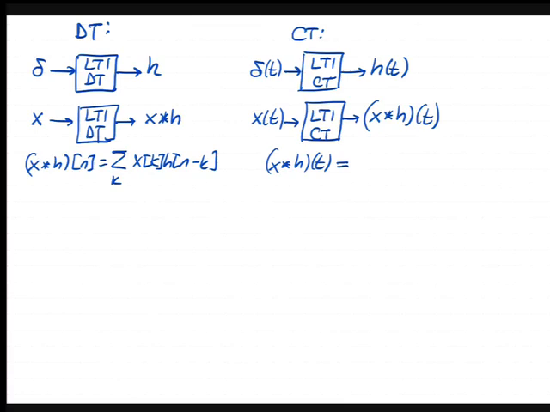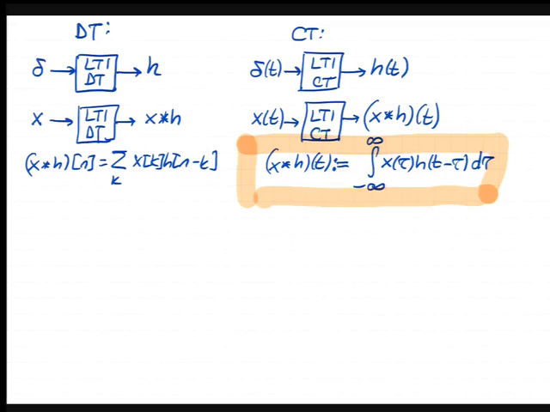So just like x becoming x of k, it will now become x of tau, and h becomes h of t minus tau. Then we were summing over k, and now we're going to integrate over tau. So that is the definition of continuous time convolution. I've proved nothing. We just did a little bit of pattern matching and predicted what it might look like. I have yet to do the work.